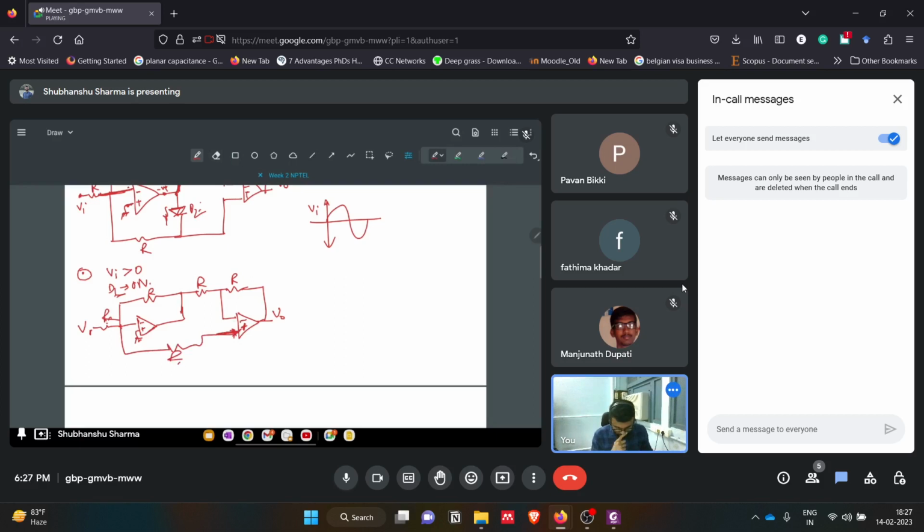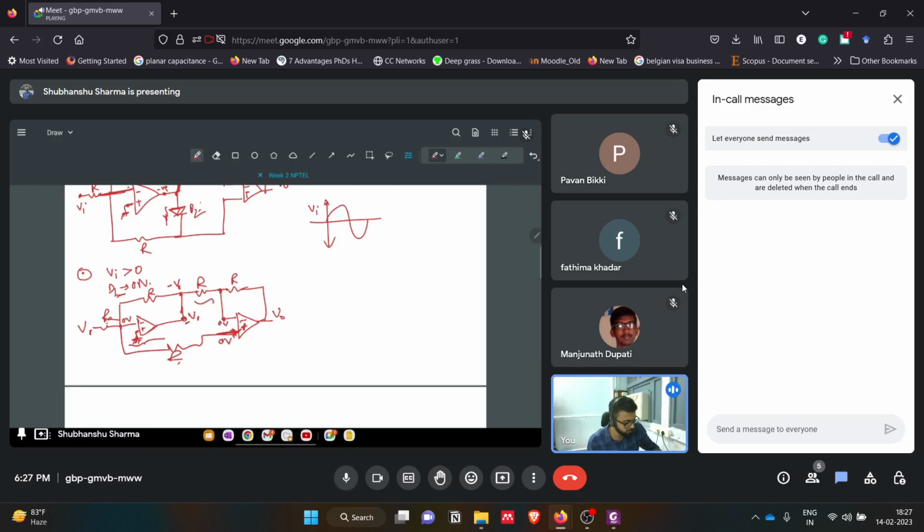Upper part is left. Since this is a simple inverting amplifier with a gain of minus 1, the output will be minus V1. So we got minus V1 here. Since this was grounded, because of the virtual short, this whole potential will be 0 volts. So here also we can get 0 volts.